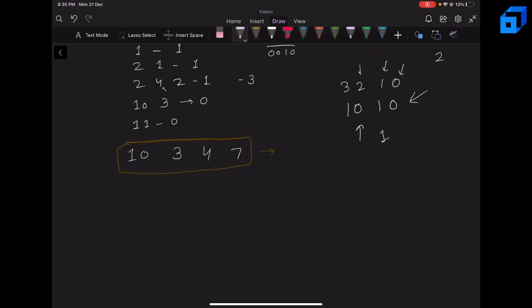Now here it is 0, so we'll ignore it. Now here it is 1. So how many operations will be required to move this bit to the second position? We can simply right shift and we'll get 101. So we'll require one operation for this case as well.